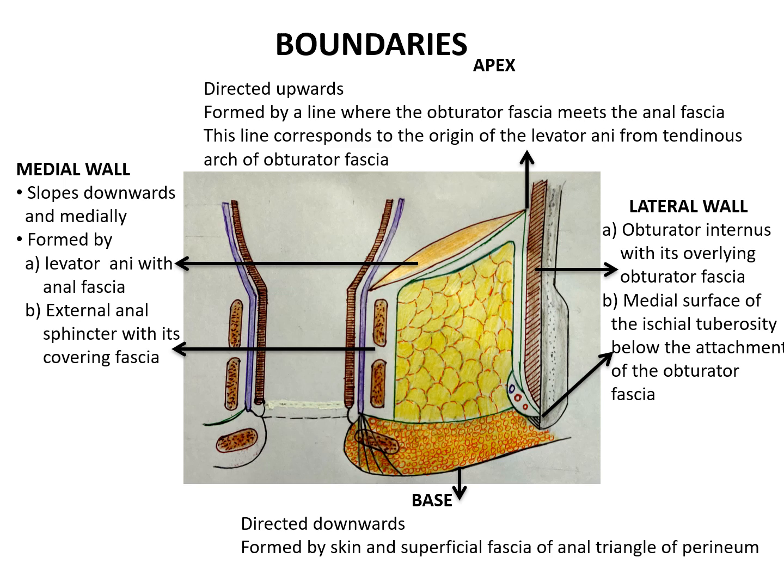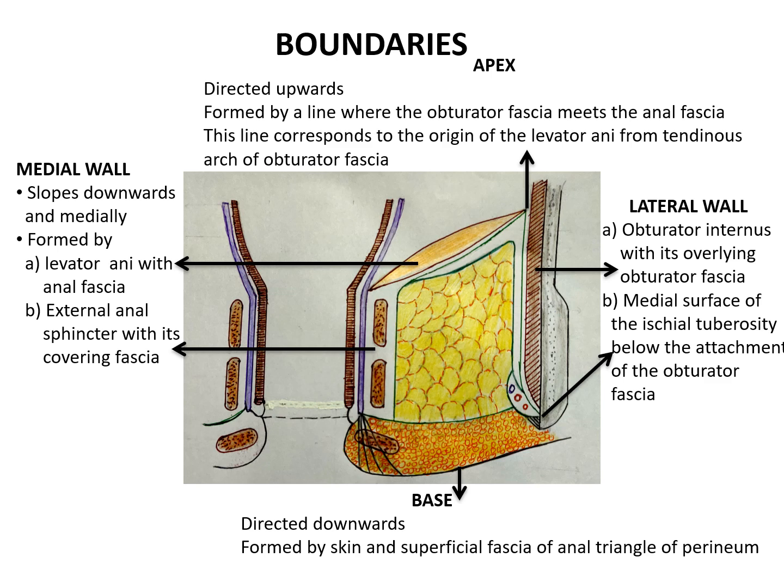First, we will take up the lateral wall of this ischiorectal fossa. The lateral wall is vertical. It is formed by the obturator internus muscle with its overlying fascia called obturator fascia. Not the entire obturator internus muscle forms the lateral wall of this ischiorectal fossa. Only the lower portion of the obturator internus muscle with its covering fascia forms the lateral wall. Not only this, the medial surface of the ischial tuberosity below the attachment of the obturator fascia also forms the lateral wall.